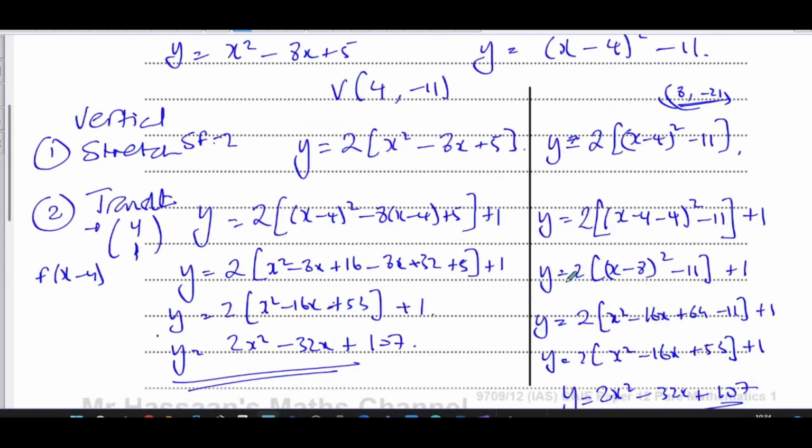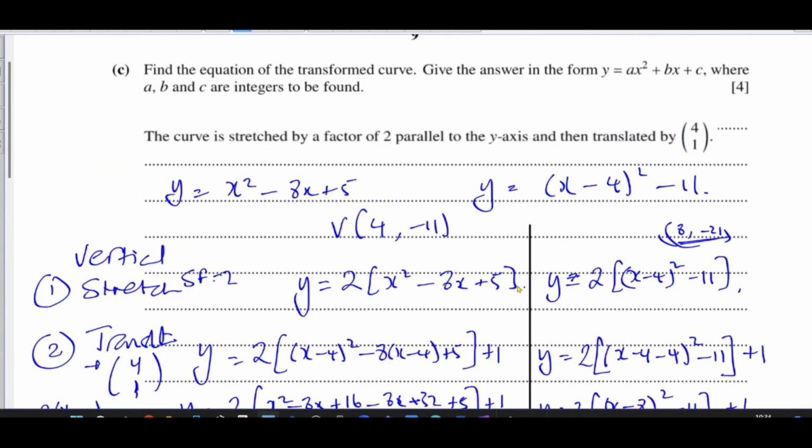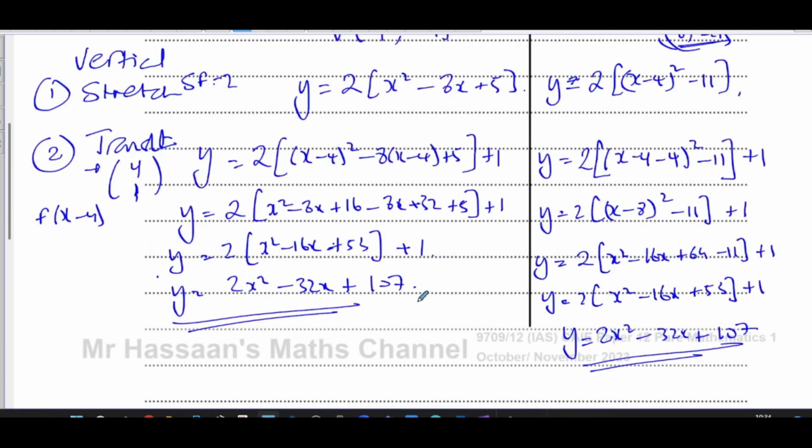So those are a couple of ways of tackling this question. I hope that was clear. Give the answer in the form. Yeah, that's fine. We got the answer.